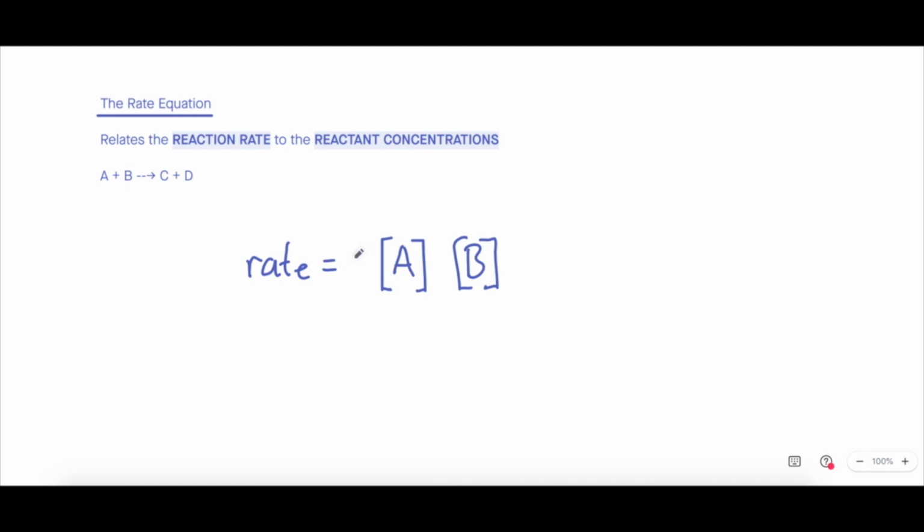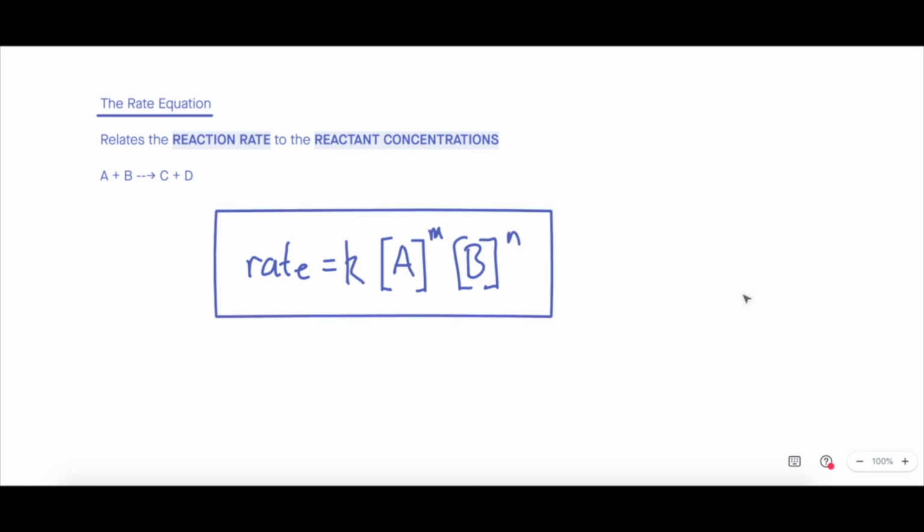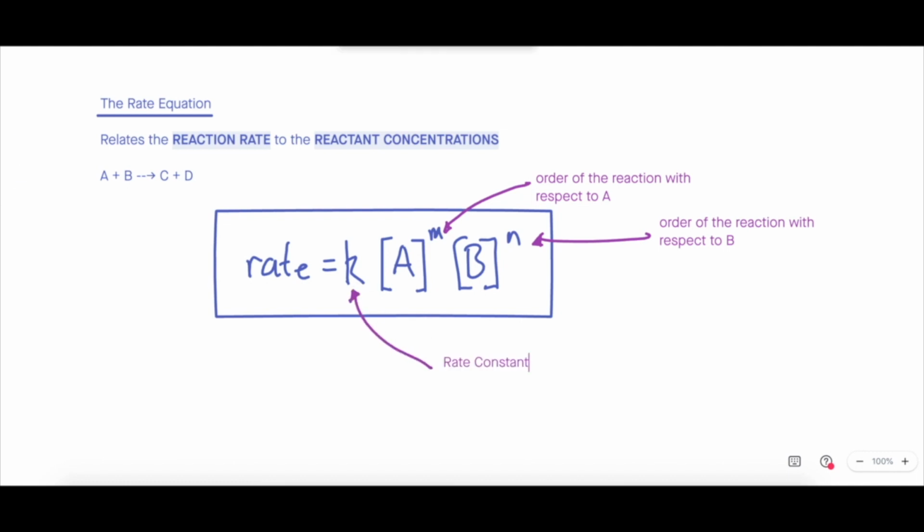So the rate equation can be written as k times the concentration of A to the power of m times the concentration of B to the power of n. So m is basically the order of the reaction with respect to A. If you remember from that last example we looked at, that's the order that we calculated from the initial concentrations. So it's the order of the reaction with respect to A, and n is the order of the reaction with respect to B. k is known as the rate constant. As I said before, the square brackets represent the concentration of A and B.